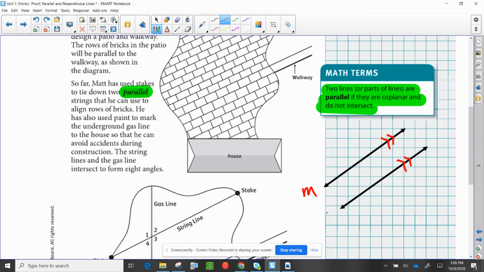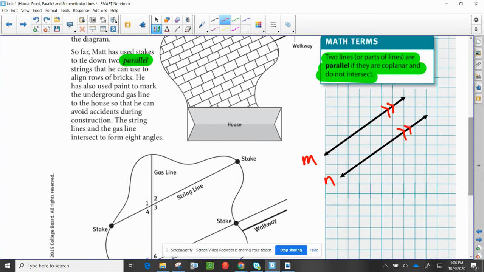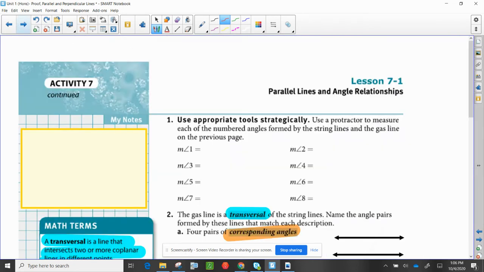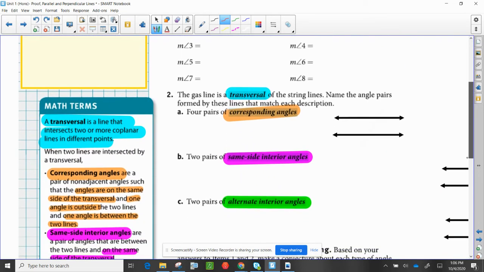Anytime you see lines with these markings, you can assume that they're parallel lines. Another way that we notate that something is parallel, say I name these lines M and N, I could say that M is parallel to N. Two straight lines side by side, that's a little symbol that means parallel. Okay? So let's jump ahead to our next vocab, which is a transversal.